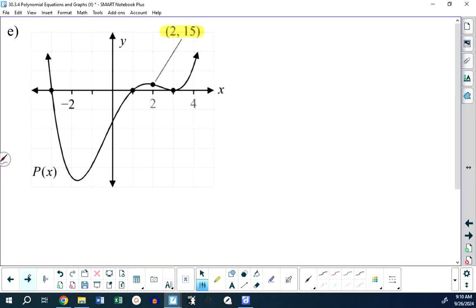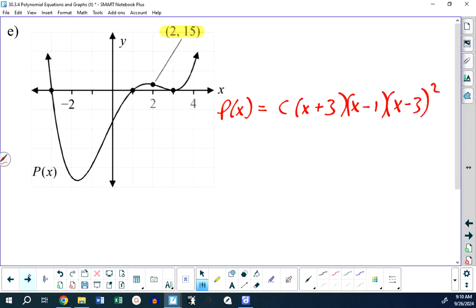And this is teaching us, everybody, that you can't always just rely on the fact that if I multiply all the constant terms, I can compare that to the y-intercept, because you don't know the y-intercept here. Right? But when I build this equation, I get p of x equals some number. I'm going to use c this time. We are going to have an x plus 3. We are going to have an x minus 1. We are going to have an x minus 3 quantity squared. How did I do? Good.